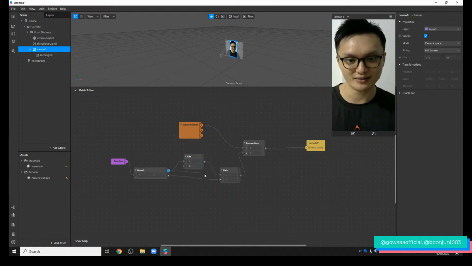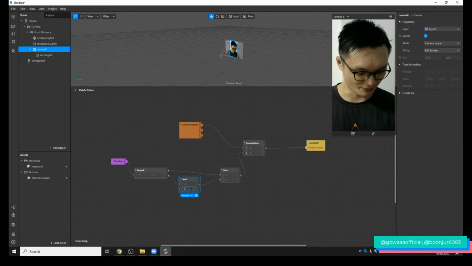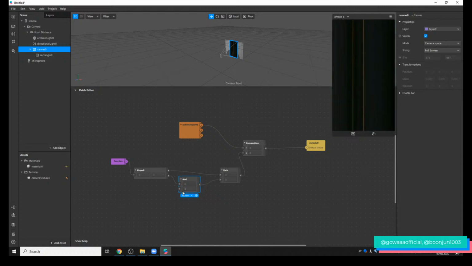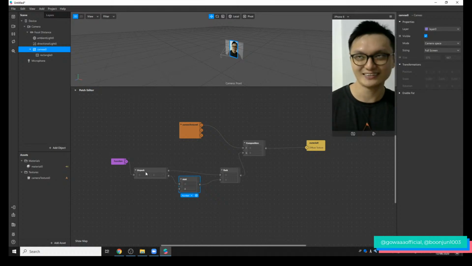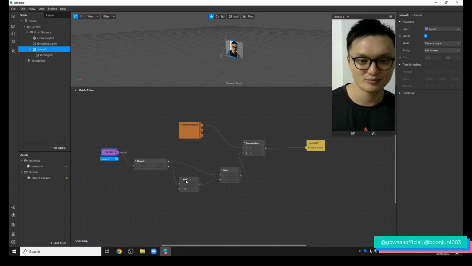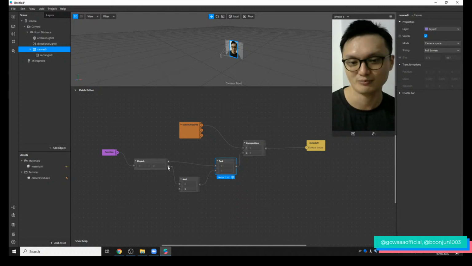Same for Y. If I add 1, it'll just go up. So basically this is something you can always try out if you forget which direction is which. Okay, so to change the direction of the UV, you can just do addition.